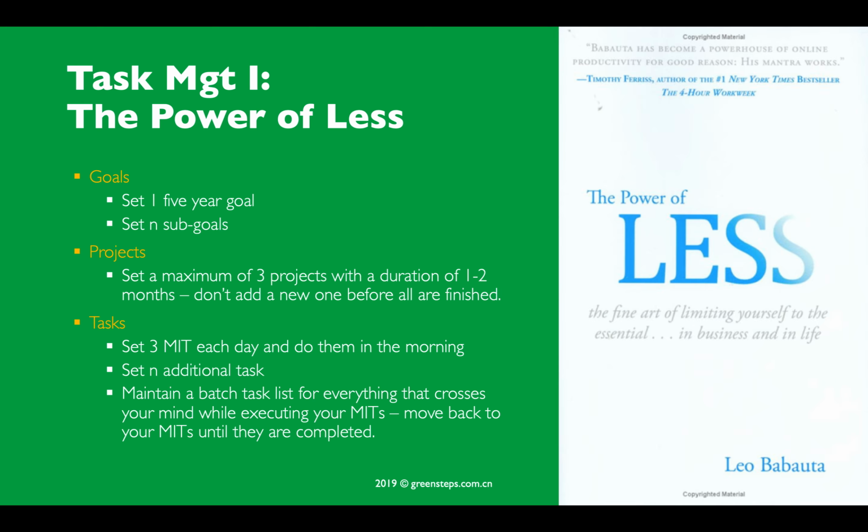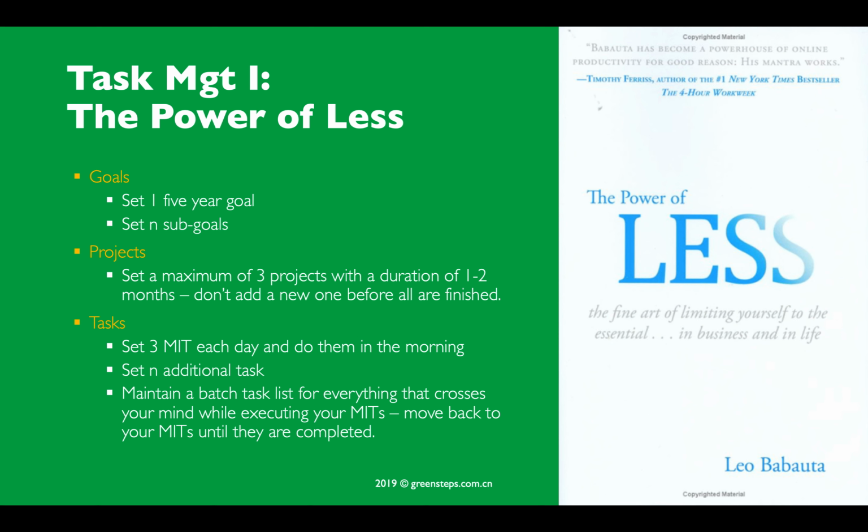He recommends that we set a 5-year goal. This is where we want to be in 5 years. Set N sub-goals, and then define projects which do not last longer than 1 or 2 months and help us to achieve these goals. The golden rule here is don't add a new project before all others are finished.